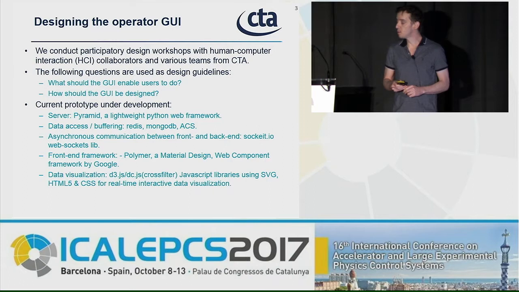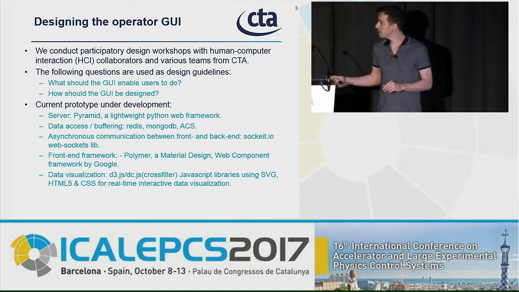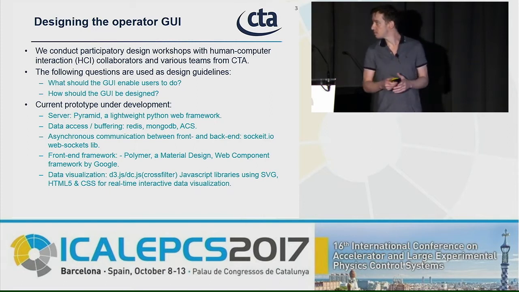And then this prototype that I'm going to show you in a couple of minutes is based on web technologies. So the backend is a Pyramid web server, a Python web server. We thought about using Node as well, but we decided in the end against it because we want an easier connection to the rest of the system, which is based mainly on ACS. And in addition, we have some databases that we want to connect to, and Python is a very good solution for all of this.